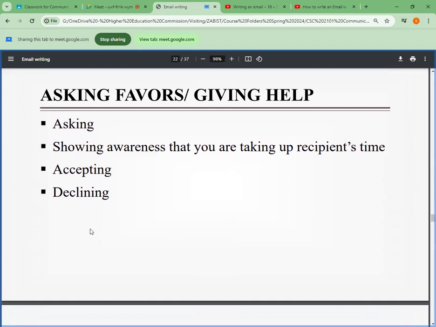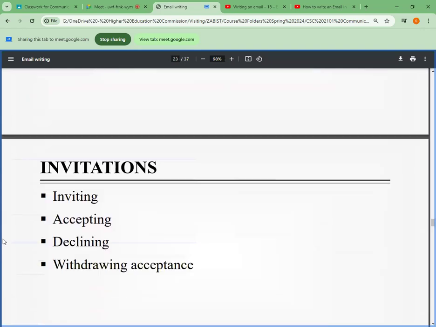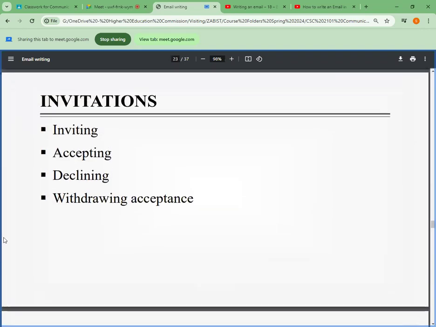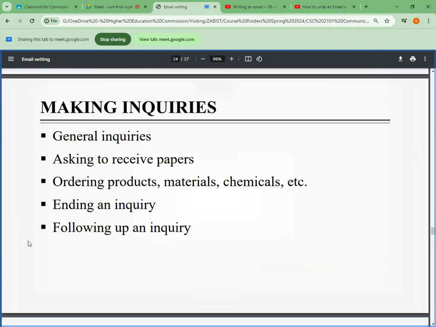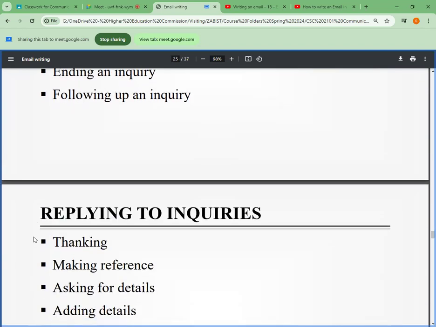Then you can ask or give help by using these words: asking, accepting, declining, etc. For invitations, you can use these words, right? Then making inquiries, journal inquiries could be there, asking to receive papers. हम जब emails लिखते हैं तो हम inquire करने के लिए, confirmation या information लेने के लिए भी लिखते हैं.